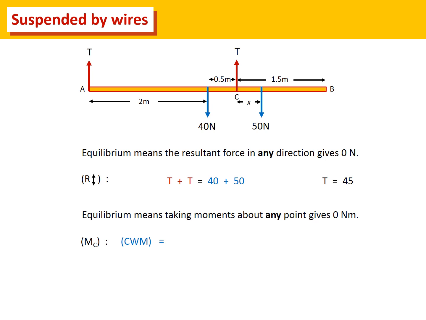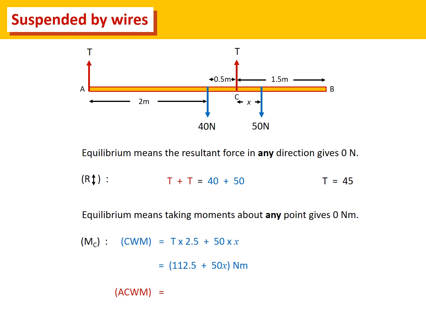And the clockwise moments, when we take moments about point C, are given to us by the 50 newton force that will turn the rod in a clockwise direction about point C. But also the tension here at A will want to rotate the rod clockwise about point C. So the 50 newtons and this tension here are working together to produce a clockwise moment. So that's the tension times 2.5, 2 meters plus the 0.5, 2.5, and then 50 times x. That gives us 112.5 plus 50x.